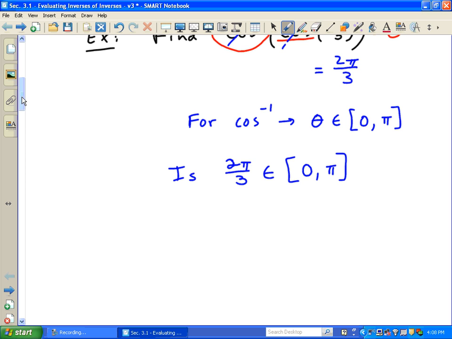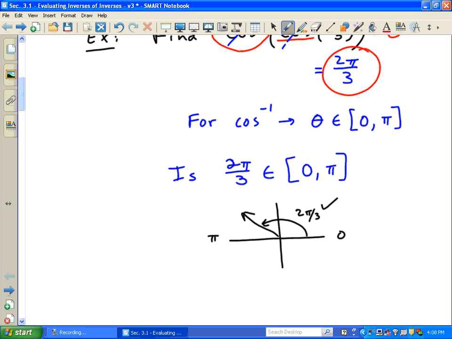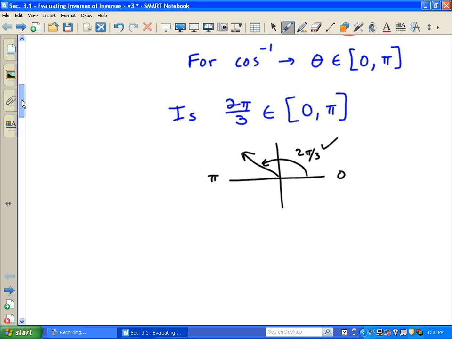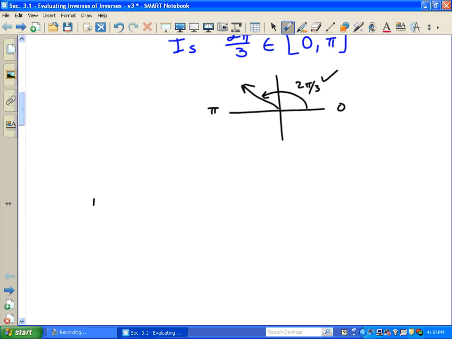If we draw that, we have here 0, here is pi, and 2 pi over 3 is off over here somewhere. And so it is located in the correct interval. And so the answer to this question is 2 pi over 3, an angle measure. Consider another example.